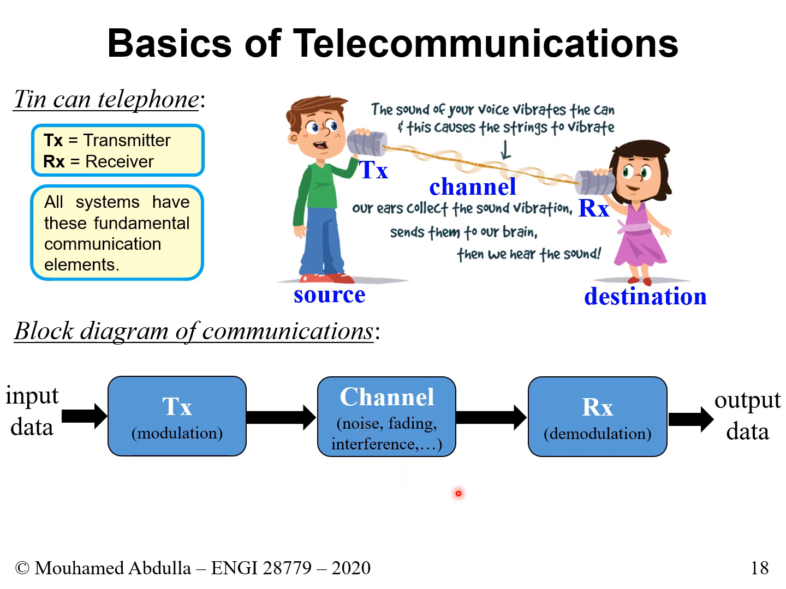It's all about the channel. Whatever happens in the channel is the most harmful, the most deteriorating factor in a communication. It's the channel. It will modify your signal. If we had an ideal channel, then whatever you transmit is whatever you get. But that's not the case, right?